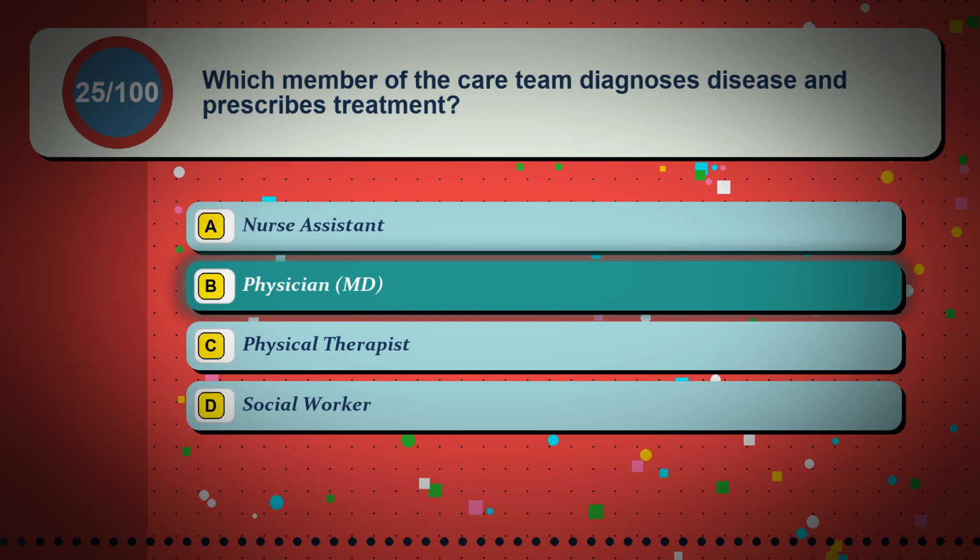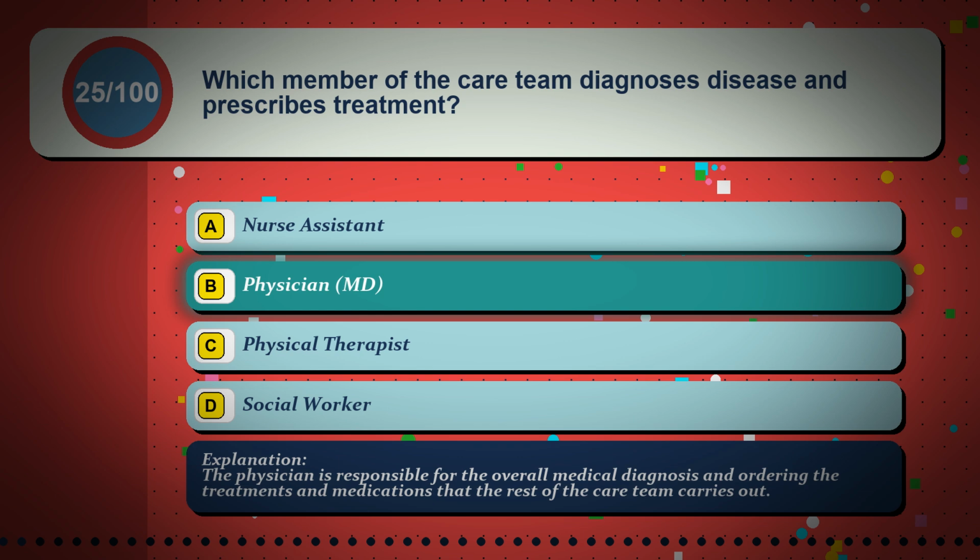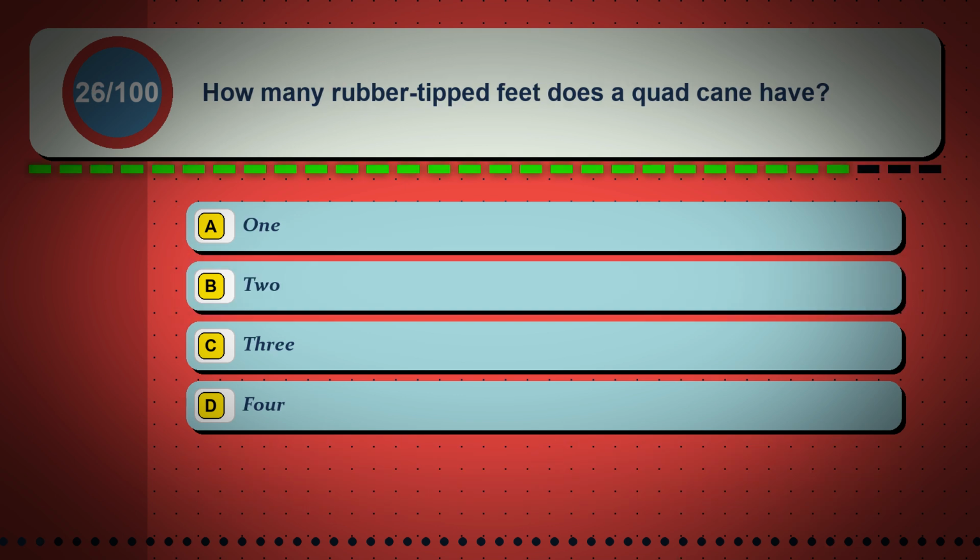The correct answer is option B. Physician, MD. The physician is responsible for the overall medical diagnosis and ordering the treatments and medications that the rest of the care team carries out. Question 26. How many rubber-tipped feet does a quad cane have?